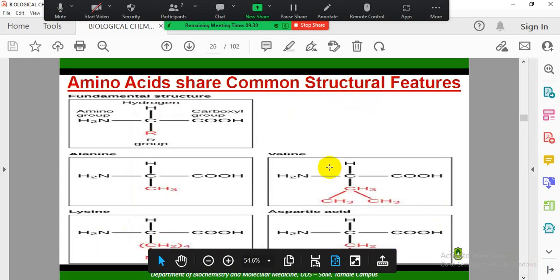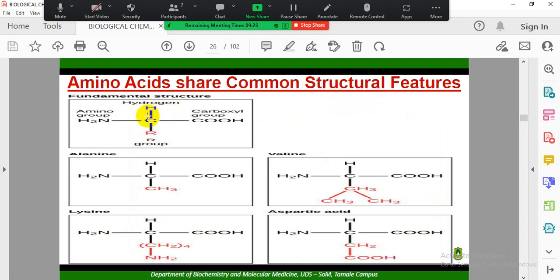So let's look at some structures, and these ones you have to memorize them all. We have the amino group, carboxyl group, hydrogen, then the R group. The R group is what changes. For instance, if you pick an amino acid called alanine, alanine has the R group to be CH3. When we come to valine, it has a side chain that is CH3 bonded to CH3 bonded to CH3.